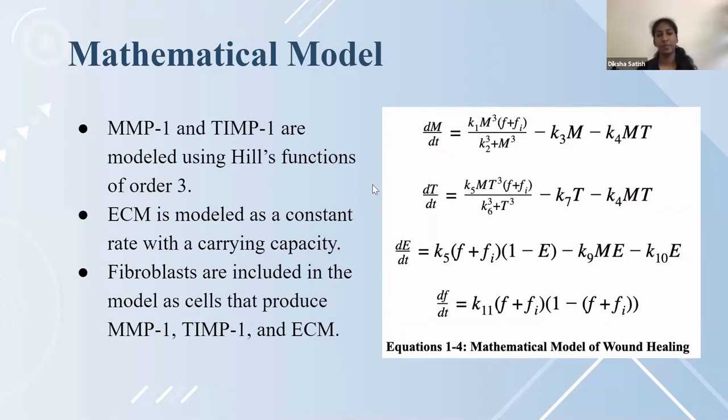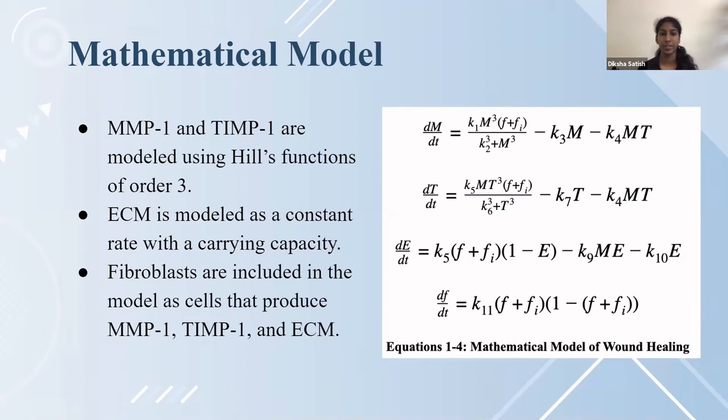So the MMP1 fibroblast production is modeled by a Hill function of order 3. MMPs are assumed to degrade linearly with K3 as the rate constant. In wound healing, TIMPs inhibit MMPs by binding to the enzyme in a 1-to-1 ratio. This regulatory effect is represented as an inhibition term by the rate constant K4, which is proportional to the MMP and TIMP concentrations. And that's our first equation here.